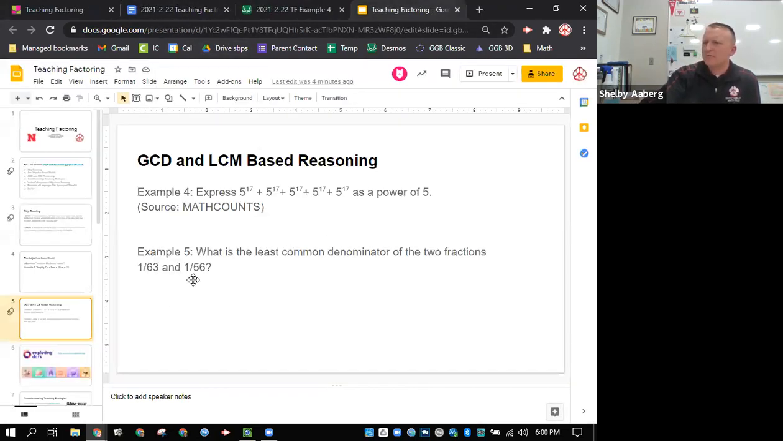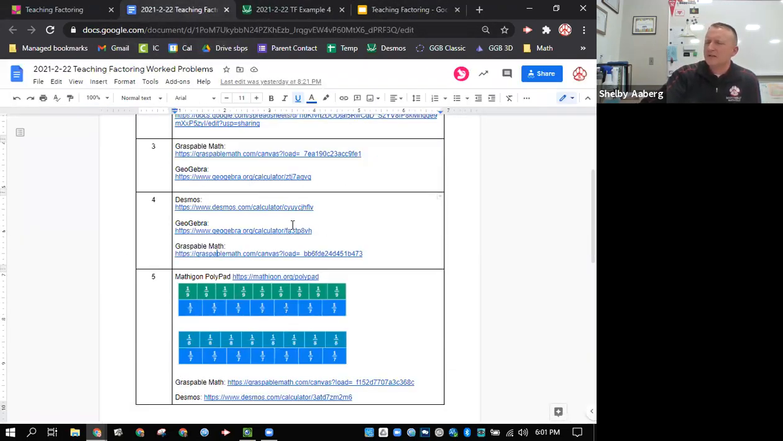And then this fifth problem, this least common denominator thing. Great opportunity for your contest kids, your higher level kids. If you're looking for a differentiation opportunity, kids that next year you don't know what to do with, stick them on an elementary problem, especially fraction-based reasoning, and watch them squirm a little bit.